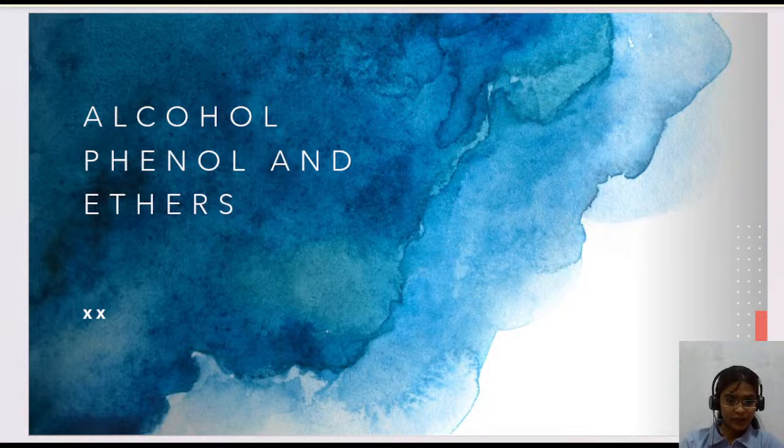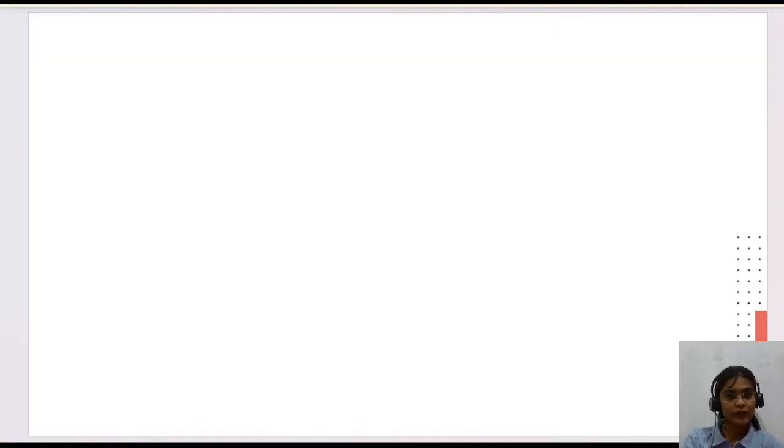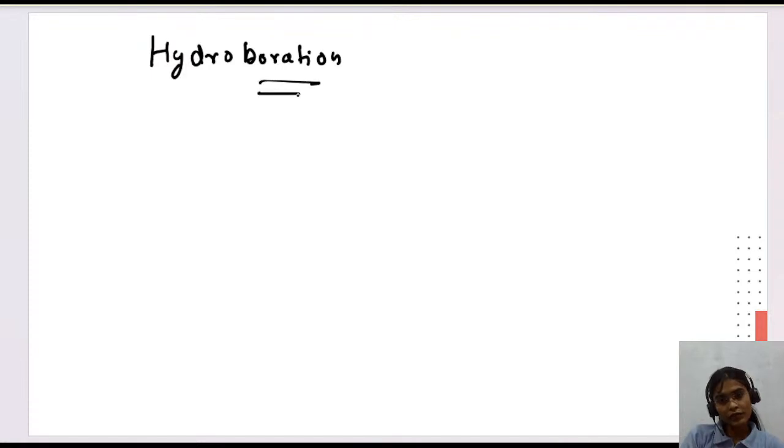So you asked about the doubt in the hydroboration reaction, right? Okay, so listen, what is the meaning of hydroboration, or what is the problem you may be facing? In the hydroboration reaction, we first use BH3. If we are talking about the reagent, we are going to use BH3 in the solvent THF. So this is the first reagent.